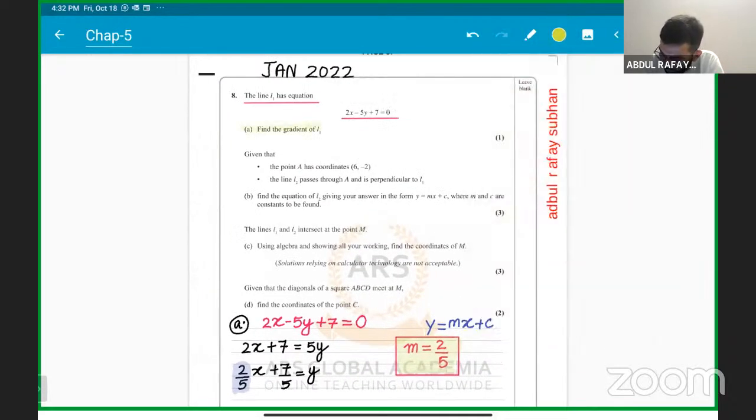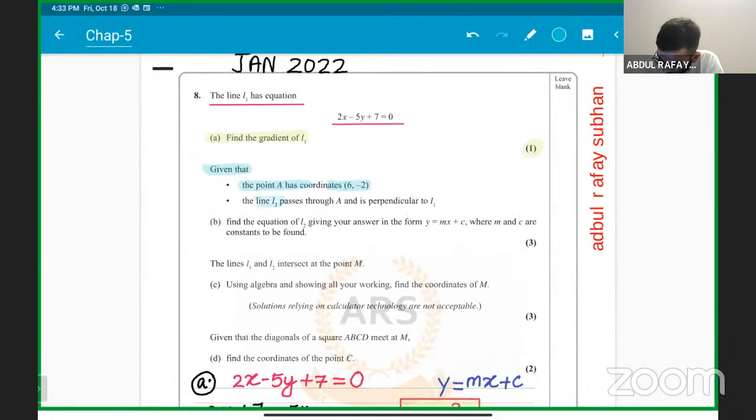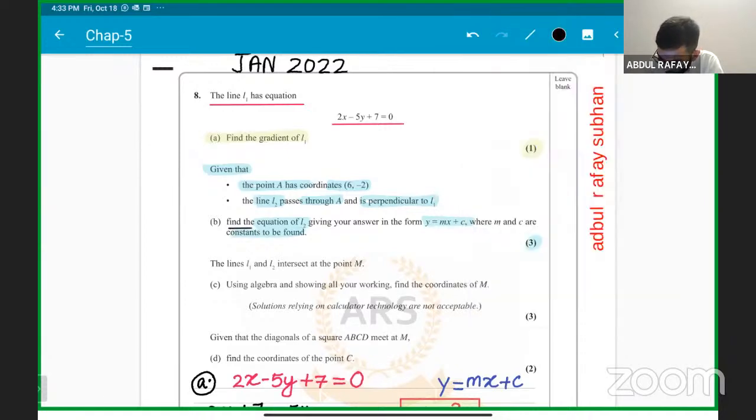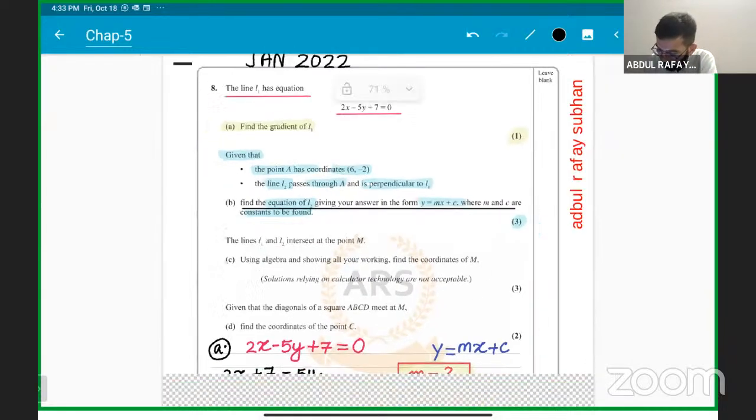Okay, the next learning is: given that the point A has coordinates 6 comma minus 2 and the line L2 passes through A and it is perpendicular to line L1, we have to find the equation of line L2, giving the answer in the form y is equals to mx plus c, where m and c are the constants to be found. This is the information given.